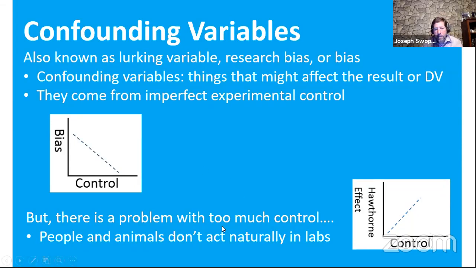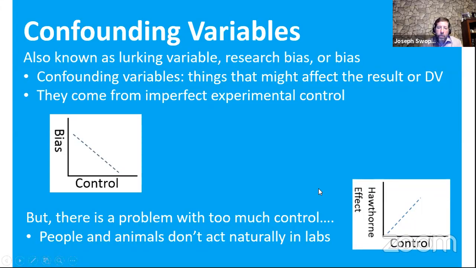However, as complicated as that might be, we're going to add another layer onto it. There's a problem with too much control. People and animals don't act naturally in laboratory settings. Rats aren't evolved to live in little cages, and human beings don't live in labs. So the more control you have, the more Hawthorne effect you have.